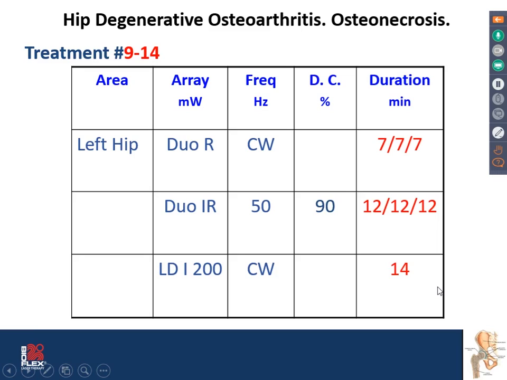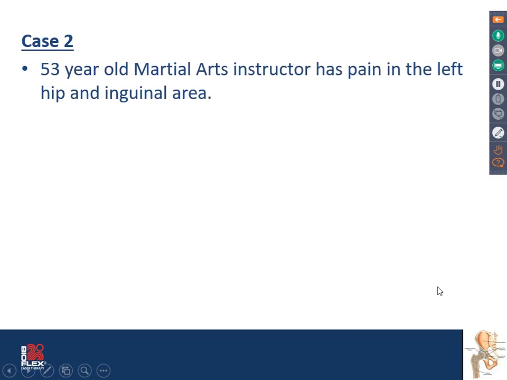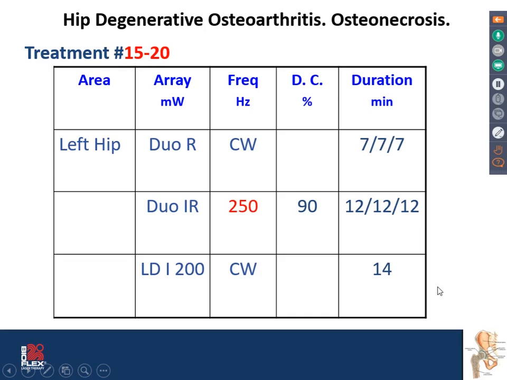So remember that you can customize or make these changes as the patient goes along. If you're feeling you need to add more time or take away time to a different area, this gives you an indication of how you might do that and why you might do that. Treatments 15 to 20 were modulated the infrared to 250. And after about 20 treatments or so, the patient had responded fairly well.